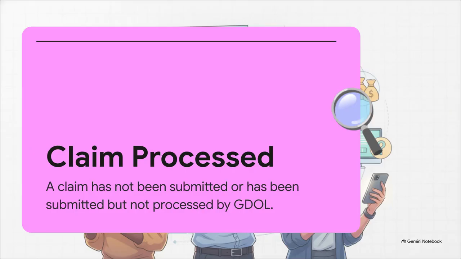Then there's Claim Processed. Honestly, this one is a bit counterintuitive. According to the GDOL, this can mean your claim hasn't been submitted yet, in which case the text for Claim Submitted will be gray or yellow, or it means it's been submitted but the department hasn't fully processed it yet. So don't panic if this status looks a little weird. It just means the administrative gears are still turning behind the scenes.